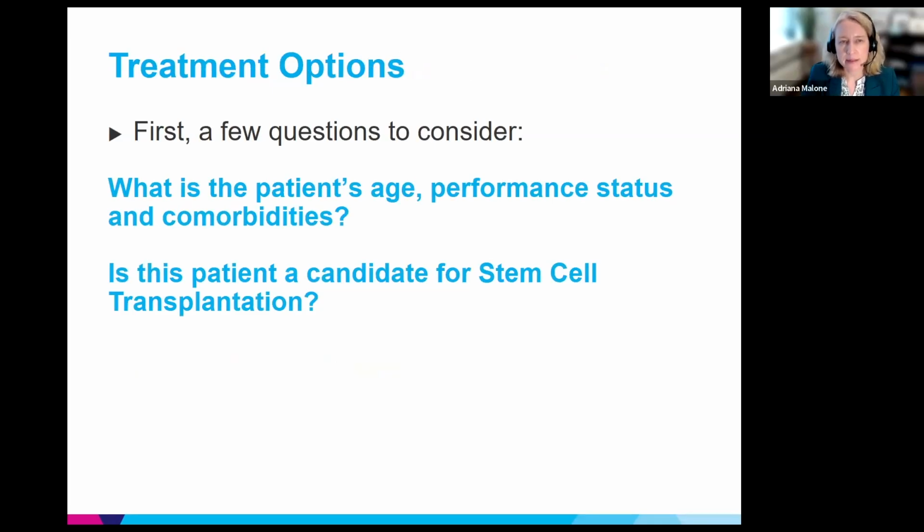Moving on to treatment, first, a few questions to consider when we think about treatment. Treatment for multiple myeloma is a highly individualized approach. What is our patient's age, her performance status, and existing comorbidities? And is this patient a candidate for stem cell transplantation?